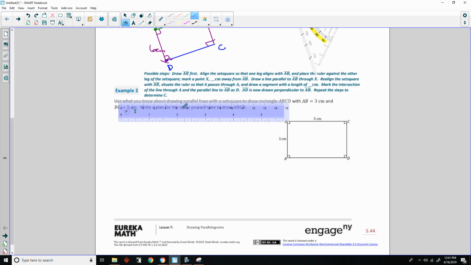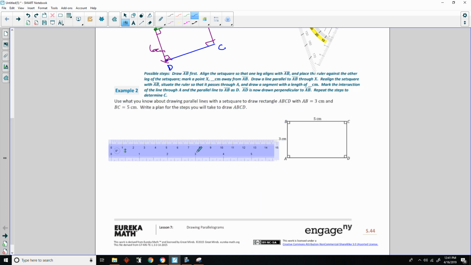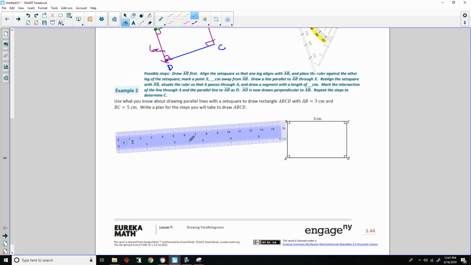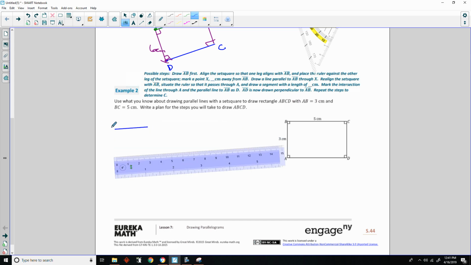So I just get my ruler out, and I'll just leave it at this angle. Actually, no, let's just turn it a little bit. Okay, like so. And it says draw a segment AB that's 3 centimeters long. Okay, so you just take your ruler and go from 0 to 3. Here's A, here's B. And BC is 5 centimeters long.